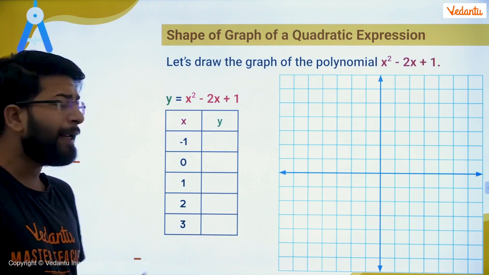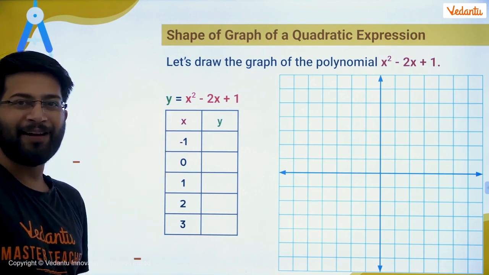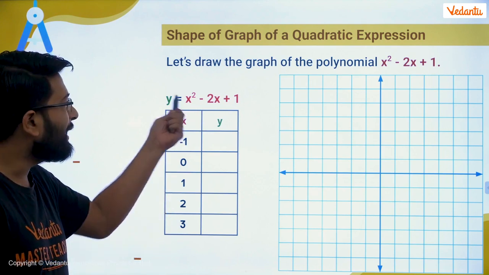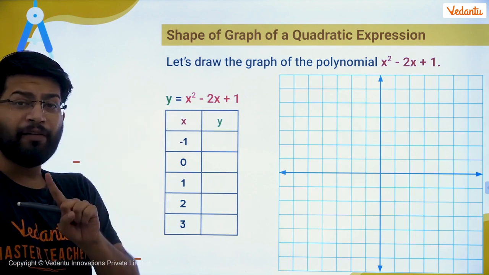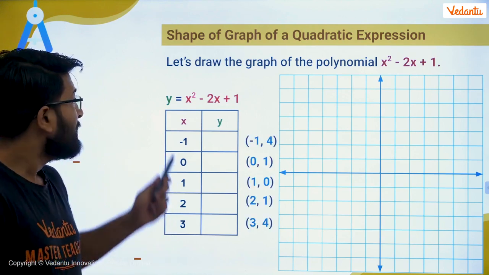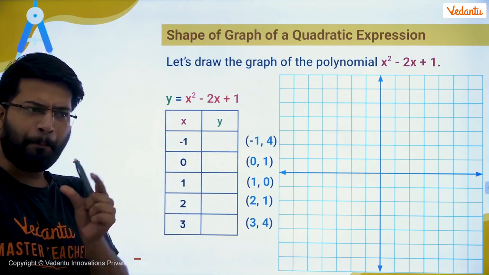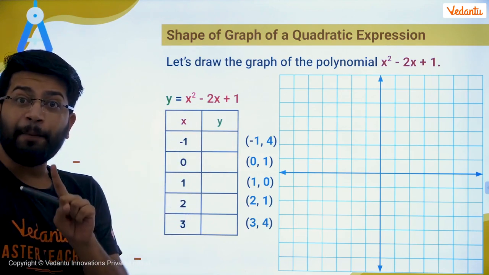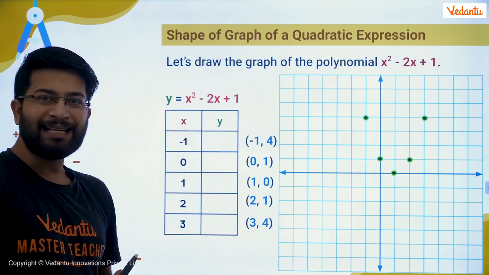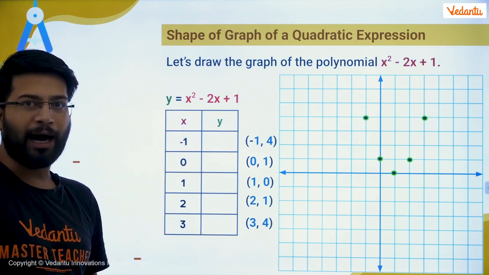Now what we will do is put x equal to minus 1 over here and get the y value. Same way, we will put x equal to 1, 0, 2 and 3 in this equation and get the respective values of y also. Right, champ? After getting these values, every pair of x and y represents a point which will lie on this curve. So we can represent all these points on the graph.